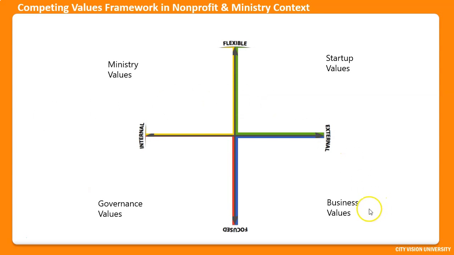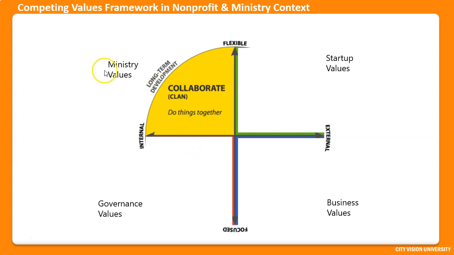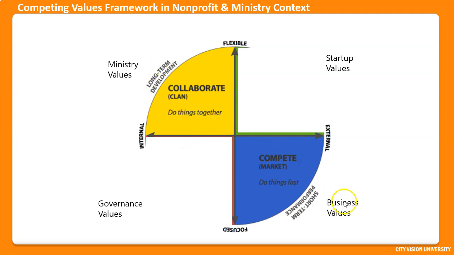To translate the competing values framework into a ministry context, I often say that there's a tension between business and ministry values. The collaborate quadrant is ministry values: doing things together, the clan, long-term development. That is competing with the business values: doing things fast, market, and short-term performance. So, are you investing in people over a lifetime? Or are you just trying to get your goals done this quarter? That's kind of the tension.